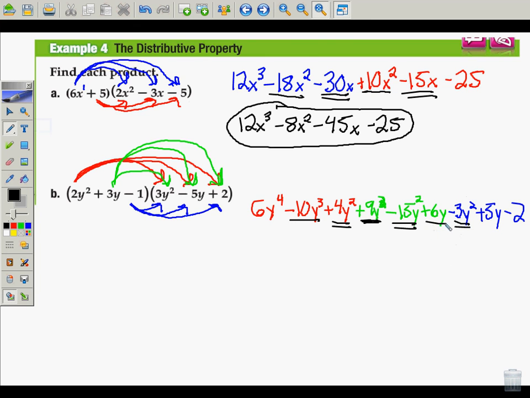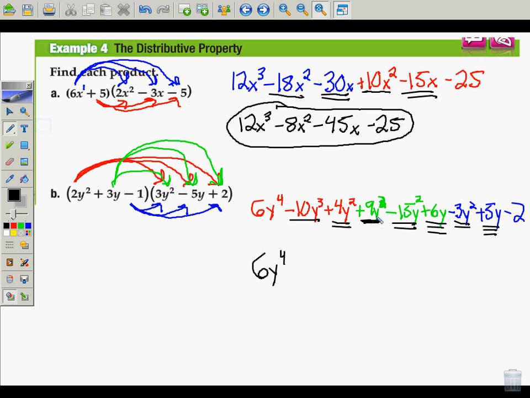I'm just going to go ahead and do that right now. I start out with 6y to the 4th. Remember, we always want to write these in standard form, so highest exponent comes first. Now I've got negative 10y cubed plus 9y cubed. Negative 10 plus 9 gives me negative 1y cubed. And remember, you don't have to write this 1 here. Negative y cubed is the same thing as negative 1y cubed.